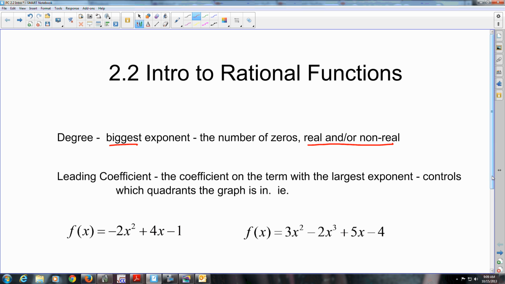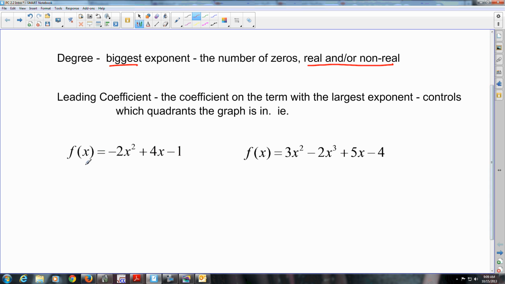So, for example, this equation is degree 2, because it's the biggest exponent, and the leading coefficient is -2. So as you guys know, because this is degree 2, it's going to be a parabola. And because the leading coefficient is negative, you know it's opening down.